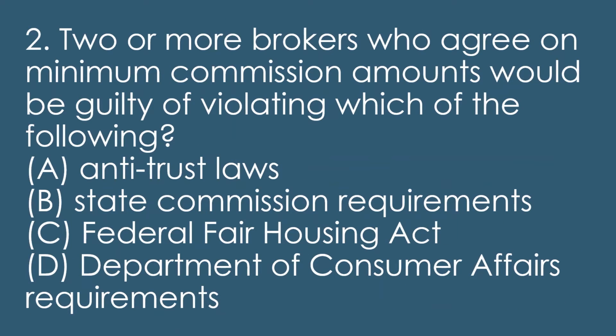Two or more brokers who agree on minimum commission amounts would be guilty of violating which of the following? A, antitrust laws. B, state commission requirements. C, Federal Fair Housing Act. D, Department of Consumer Affairs requirements. As always, let's look at the question.